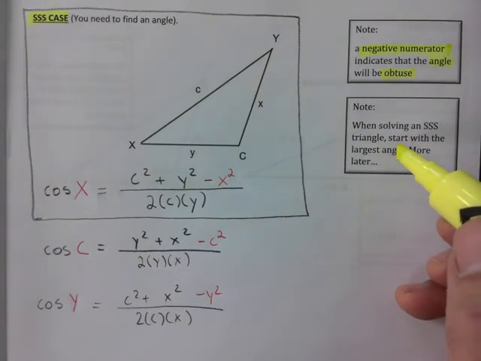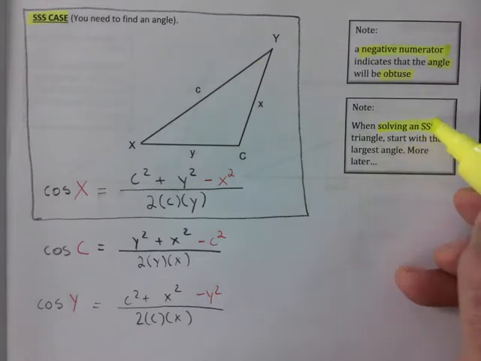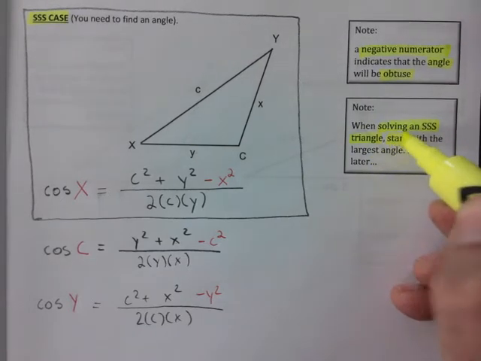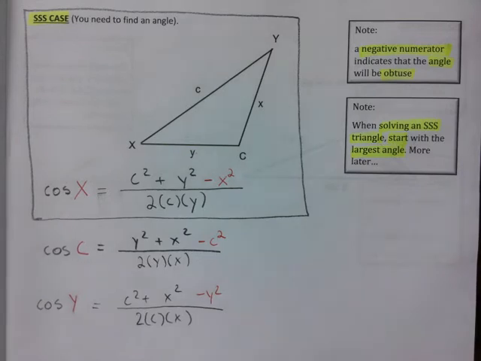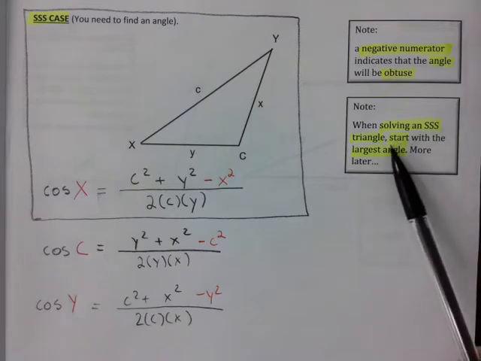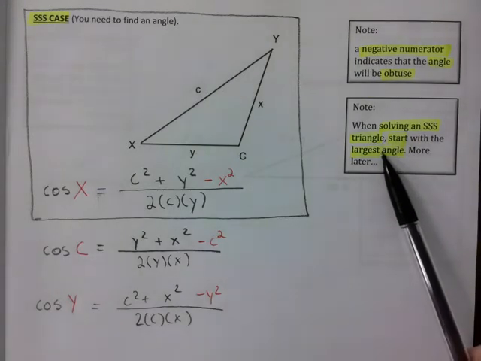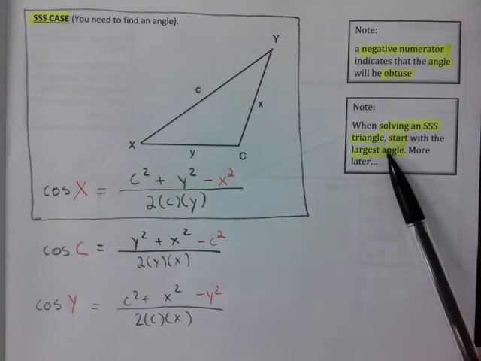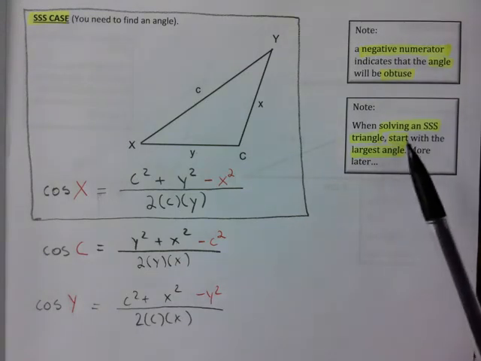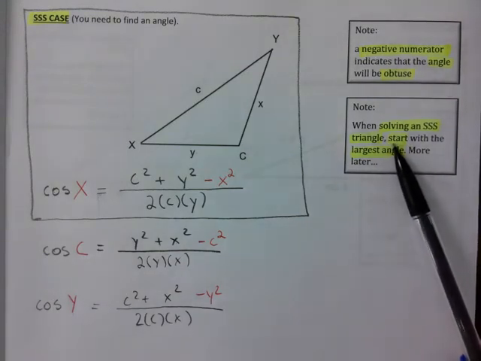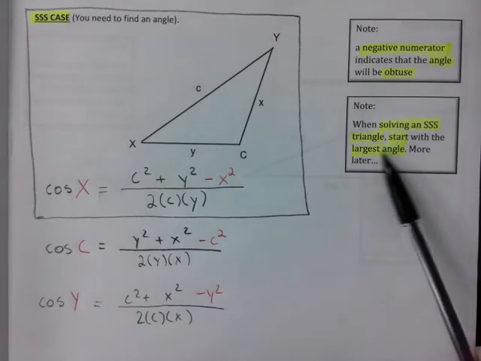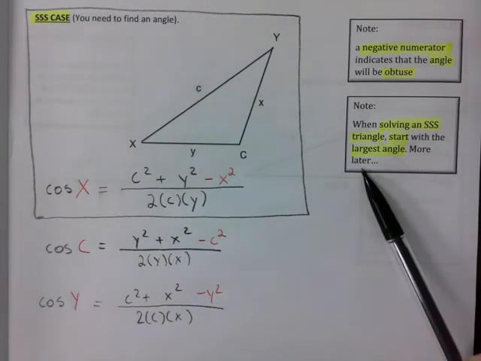And another here, when you solve an SSS triangle, I want you to start with the largest angle. Why would that be? Well, there's a problem down the road with sine law. So if you figure out the largest angle, if that's potentially an obtuse angle, cosine will take care of it. Sine law doesn't know how to do it. So if I don't tell you specifically to solve for this angle, start with the largest, more later, okay?